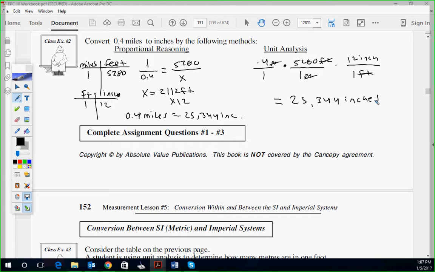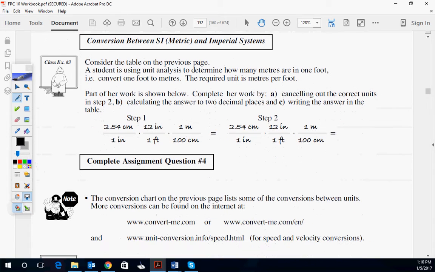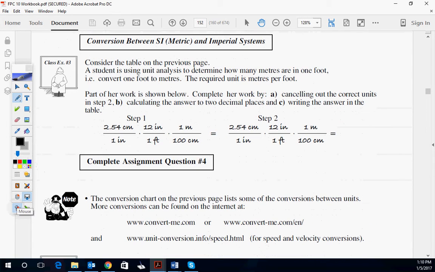Okay, let's finish this out. We've got 3 more examples here. Conversion between SI and metric imperial system. Consider the table on the previous page. A student is using unit analysis to determine how many meters are in 1 foot. Convert 1 foot to meters. The required unit is meters per foot. Part of her work is shown below. Complete the work, canceling out the correct unit.